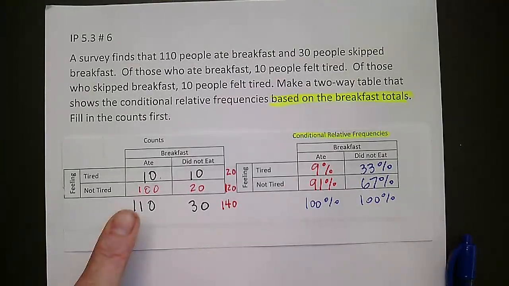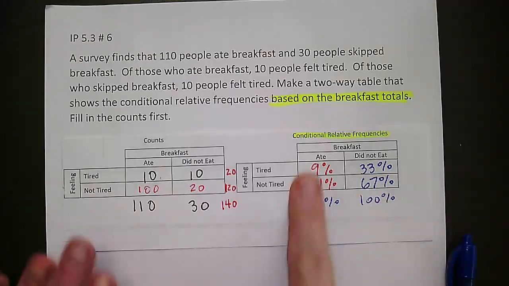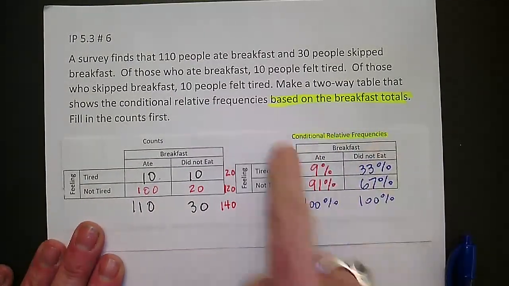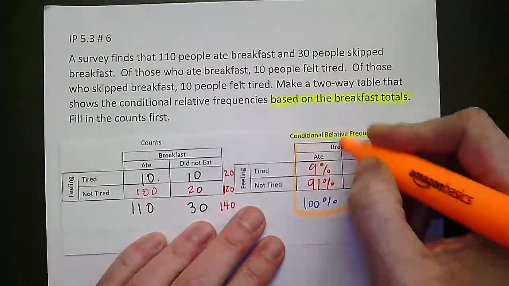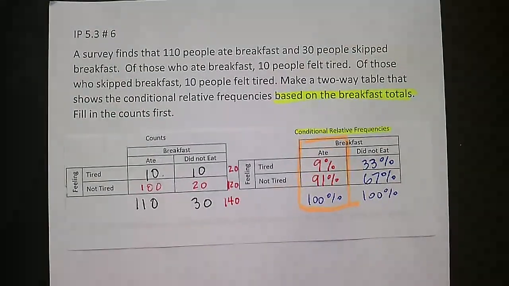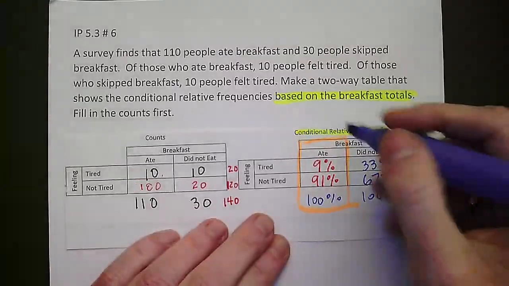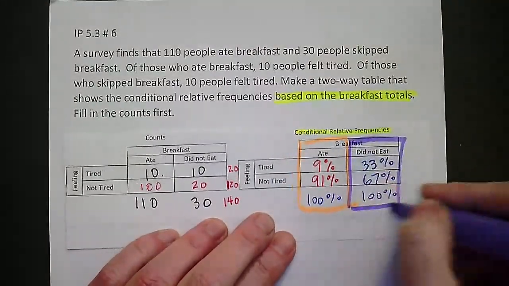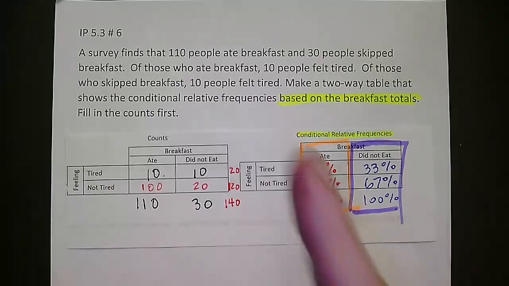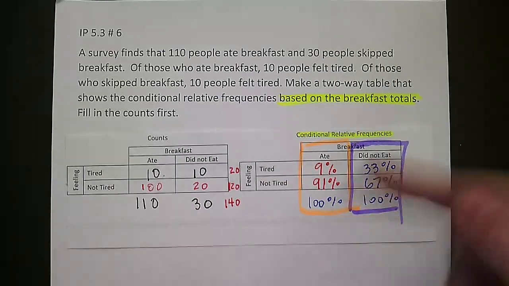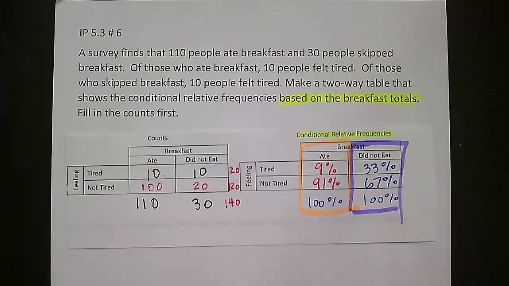All right, so that is your counts two-way table converted to a conditional relative frequencies. Conditional because we set it to this condition, the percent of the ate column, and then the percent of the did not eat column, and relative because it became percents instead of actual counts. So conditional relative frequency, and the frequency meaning like how often or how likely it is in that area.